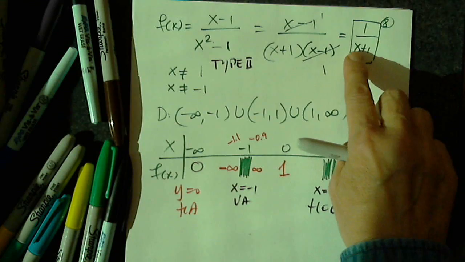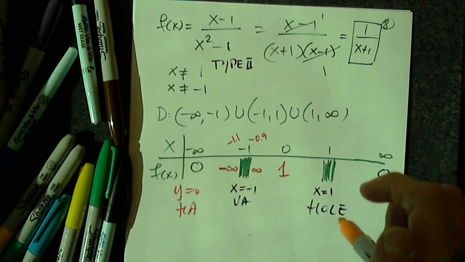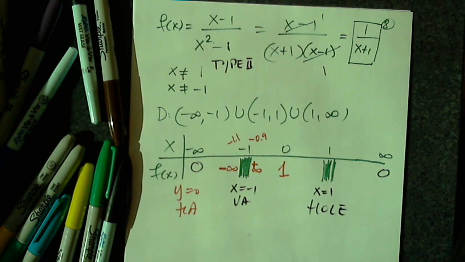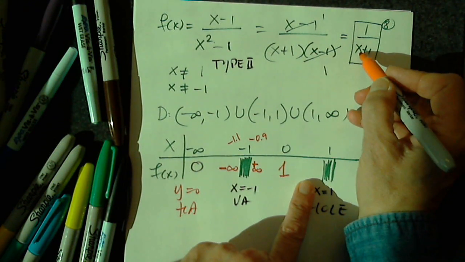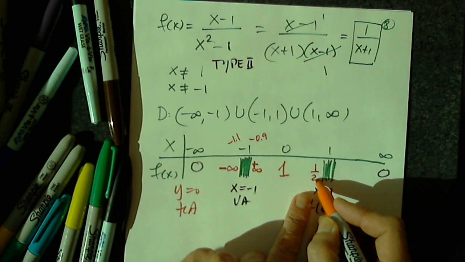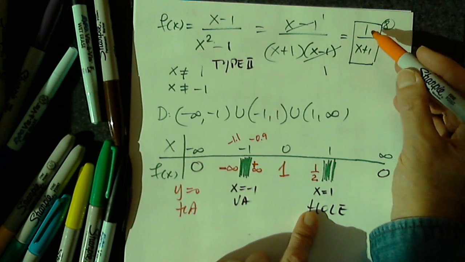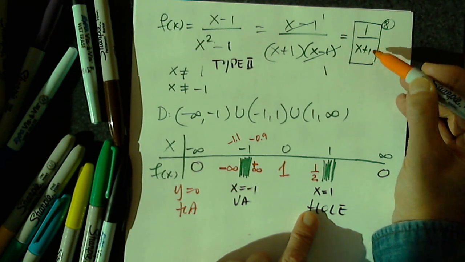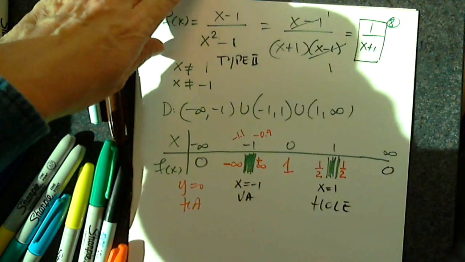So positive over negative is? Let's plug in -0.9 plus 1. Sign. Positive over positive. Last thing I need to determine, what happens left and right of 1. So let's plug in 1 and tell me what it is. 1/2. This time this is not infinity because it's not a vertical asymptote. So 1 over 1 plus 1 is 1/2. That's it.